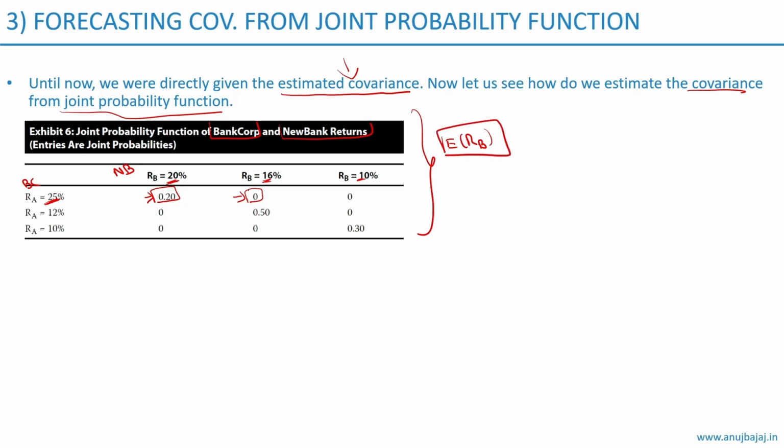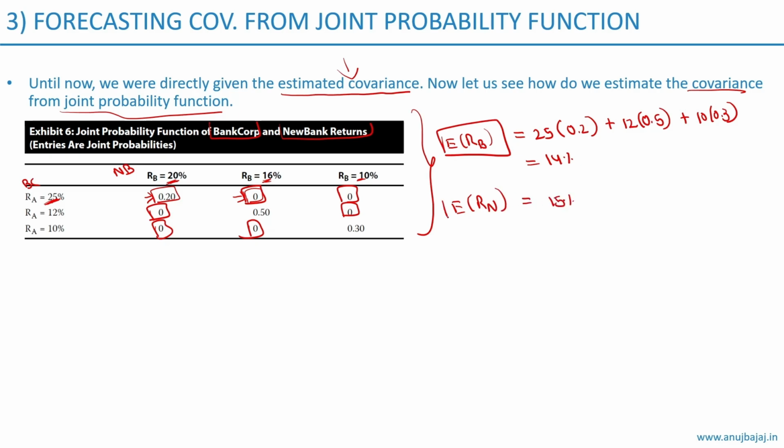But out of the 9 products, we can see 6 products will be 0. So it doesn't make any sense to add them. So the expected return of bank corp will be 25% multiplied by 0.20 plus 12% multiplied by 0.50 plus 10% multiplied by 0.30. So the expected return will be 14%. And similarly, expected return of new bank will be 15%. So this is the first step in forecasting the covariance.